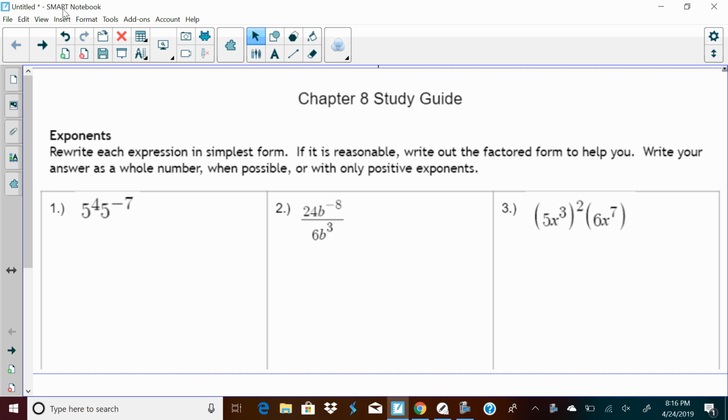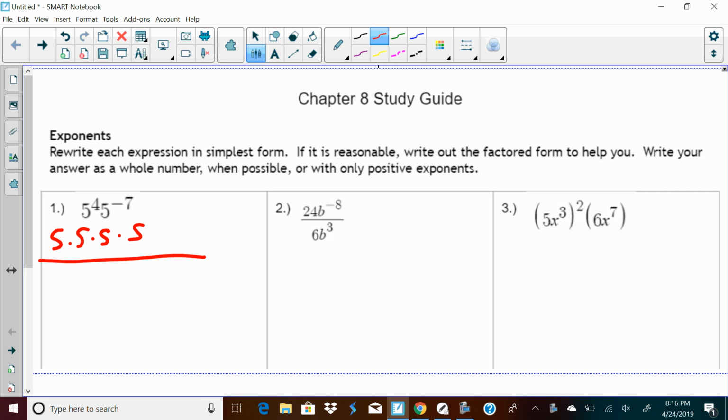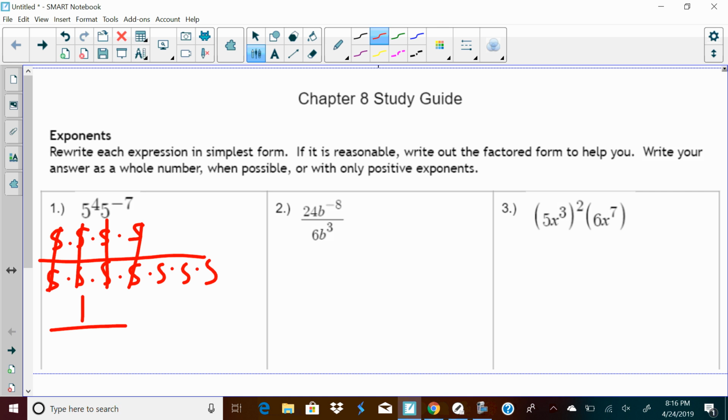So 5 to the 4th, 5 to the negative 7th. So if I wanted to write this out in factored form, I write 4 5s on top, and then 7 5s on the bottom, because the negative sign makes them put on the bottom, and then I would cross them out. So I'm left with 1 over 5 to the 3rd, or 1 over 125.